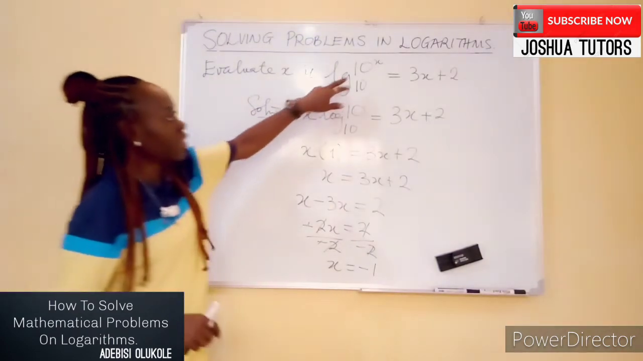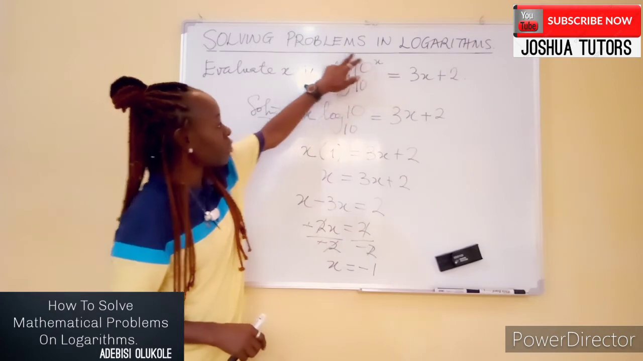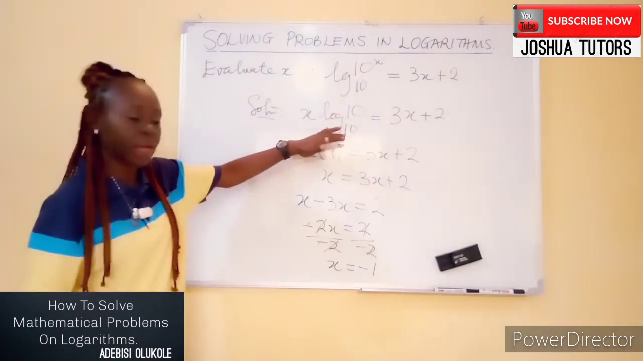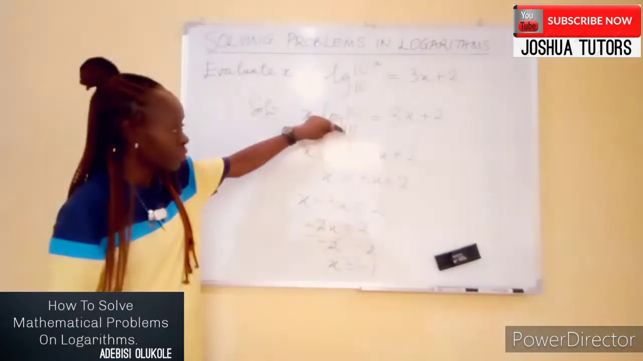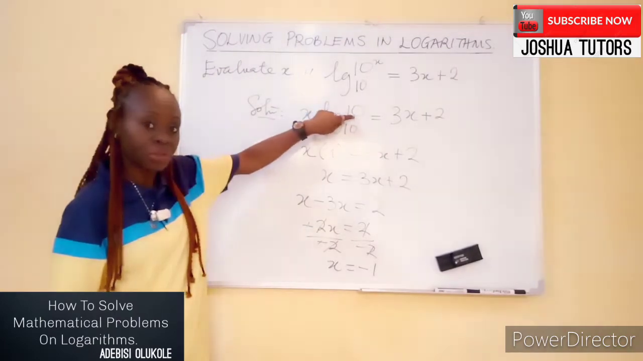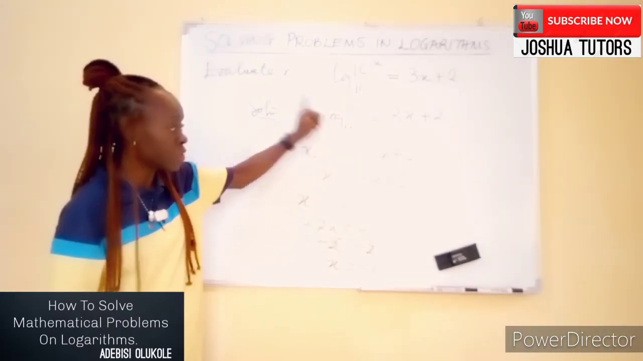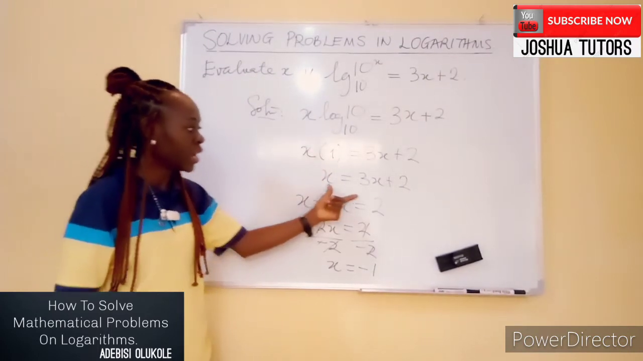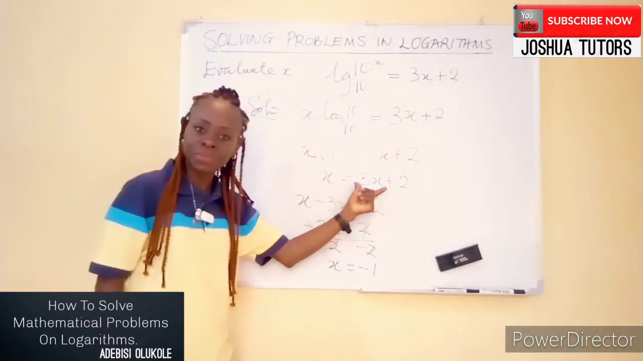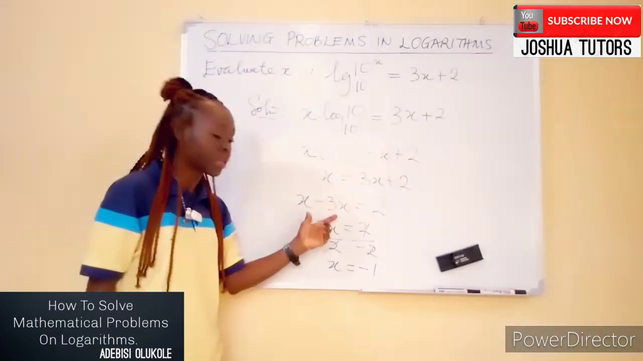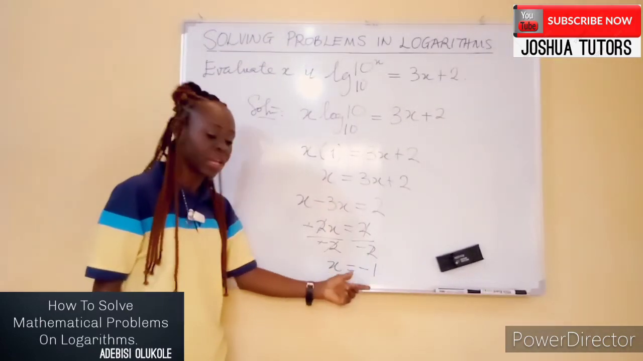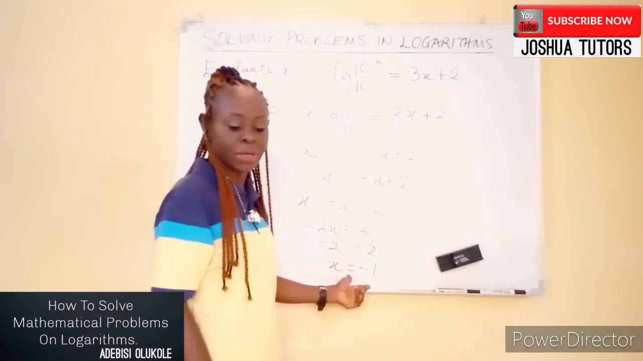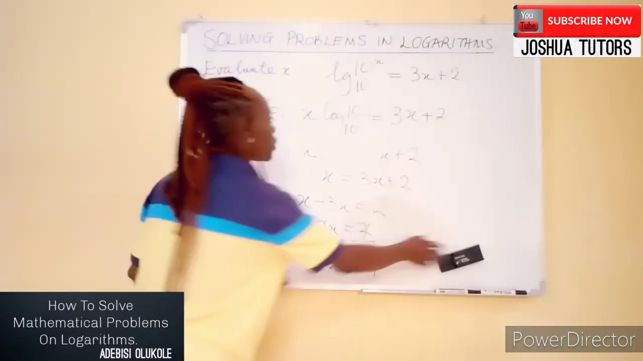So once you apply the law of logarithm here, x becomes a coefficient of the logarithm, x log 10 to base 10. Another law of logarithm, the log of a number to the same number as a base is equal to 1. That's how I got this one here. X times 1 is x. And then the rest is an algebraic equation. You just collect like terms and solve for x, and x is equal to minus 1. That's simple. So let's go to another question.